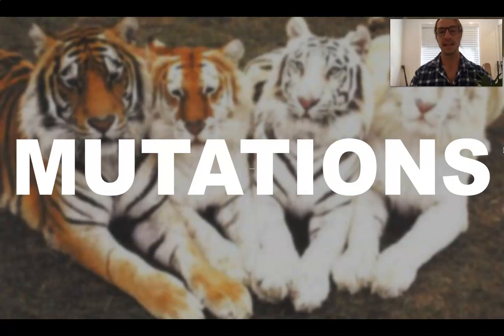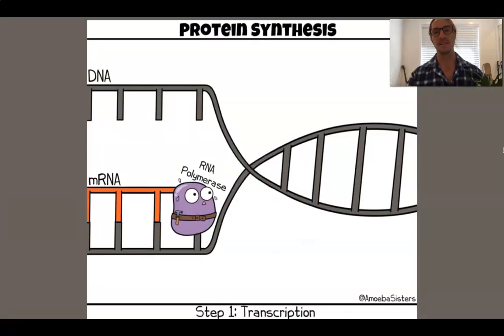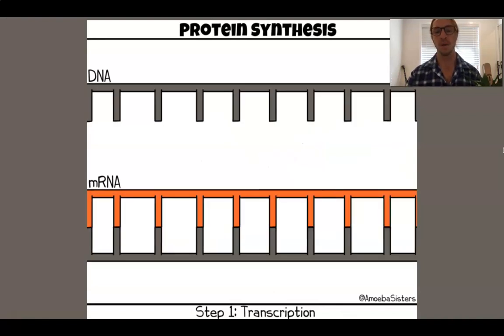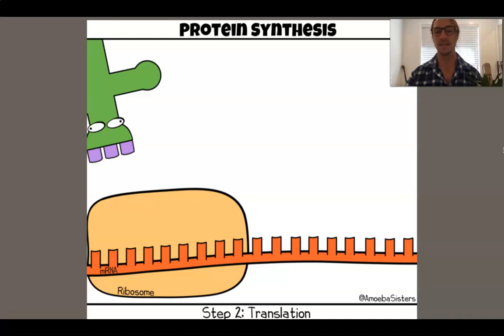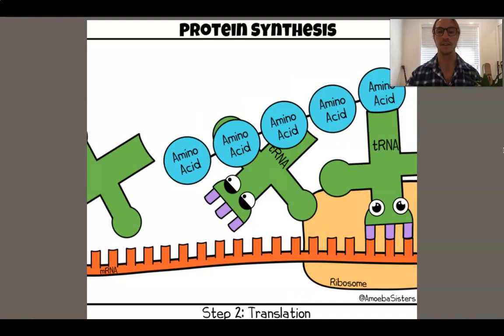But before we get into the learning goal, I wanted to recap what we did last week. Here we have a GIF from the Amoeba Sisters showing us the process of protein synthesis, whereby there are two steps that take place. The first one being transcription and the second being translation.